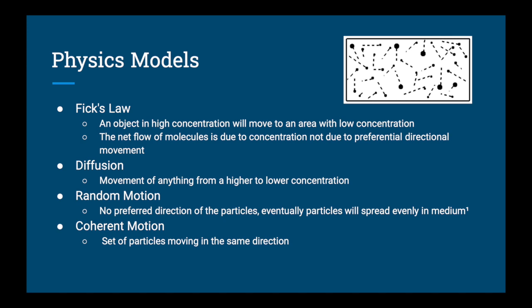Diffusion is the movement of particles from high to low concentrations. Coherent motion is defined as a set of particles moving in the same direction. Random motion is the motion of particles with no controlled direction of movement. With this type of motion, eventually the motion will spread evenly throughout the medium.